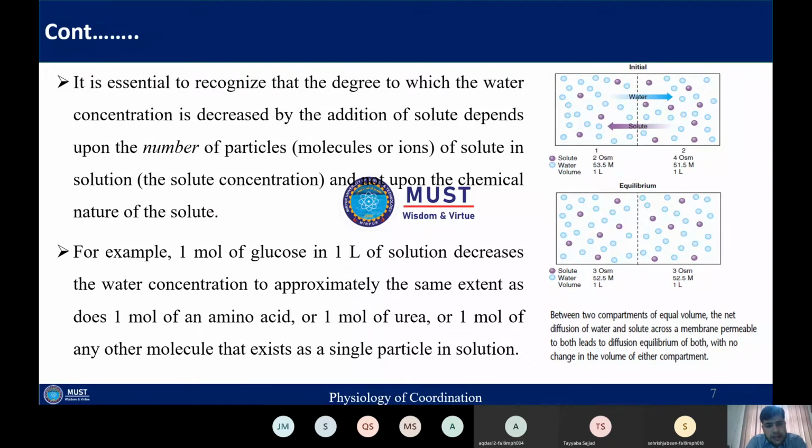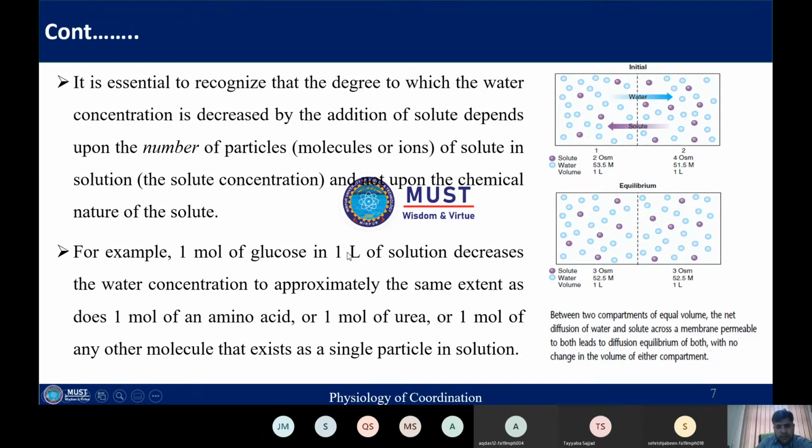And similarly, if we talk about the chemical nature, the chemical nature will not have any effect on the water concentration when we add any type of solute particle. For example, here we take an example. We have one molecule of glucose in 1 liter of the solution. This is solute, and this is water.